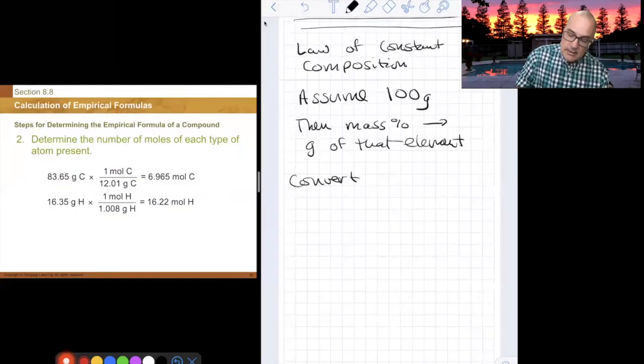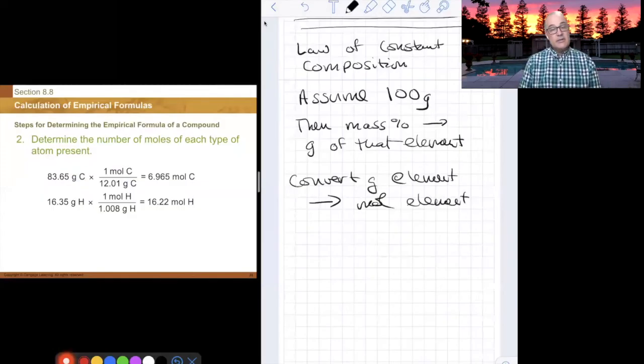Convert the grams of element to moles of element, right? In this case, we take 83.65 grams of carbon, divide by the molar mass, or multiply by 1 over the molar mass, whichever way you'd like to think about it. This gives us 6.965 moles of carbon. So let's write down, we'll call it a pseudo formula, right? The amount of carbon we have is 6.965 moles. The hydrogen calculation is 16.35 divided by 1.008 grams. This gives us, in our pseudo formula, 16.22 moles of hydrogen.